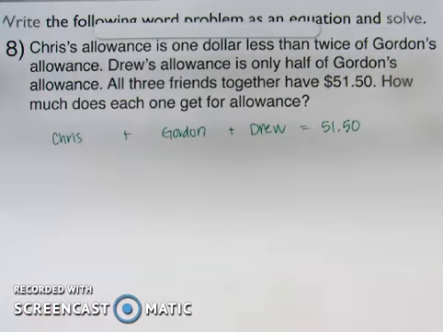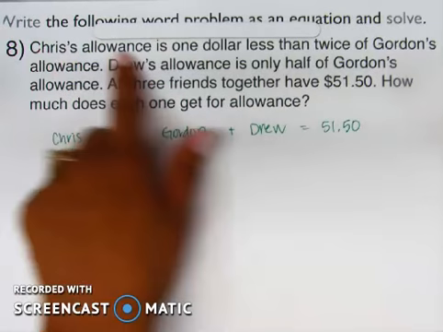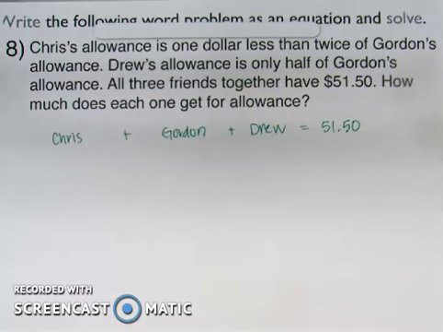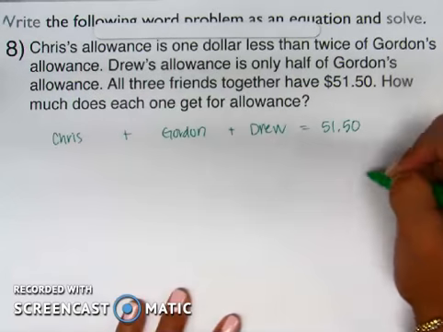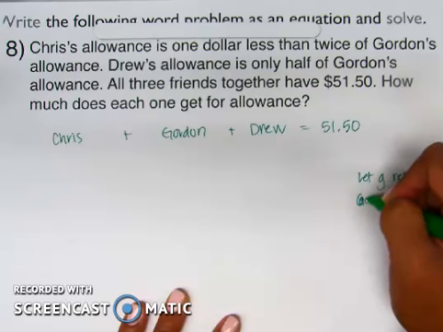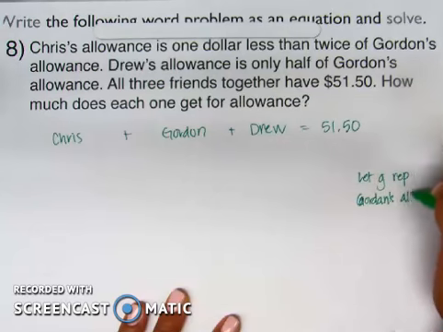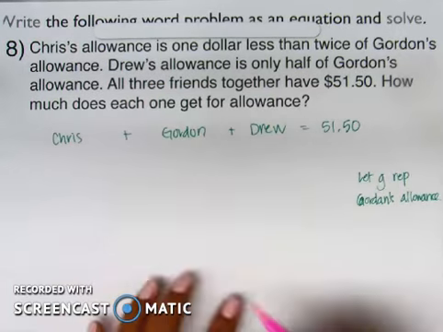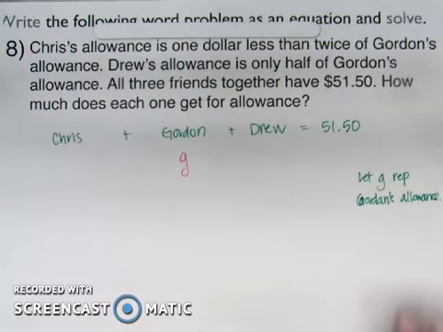So that's my setup. But it's important, again, to understand what we want to assign a variable to: the thing that we know the least about. Well, this one's talking about Chris's allowance, and this one's talking about Drew's allowance. So it seems like the information that we know the least about is regarding Gordon. So I'm going to say let G represent Gordon's allowance. Okay, so now that I have that, I'm going to go ahead and say Gordon is going to be G, based off of what I let the variable represent. So now what I want to do is fill in the rest.